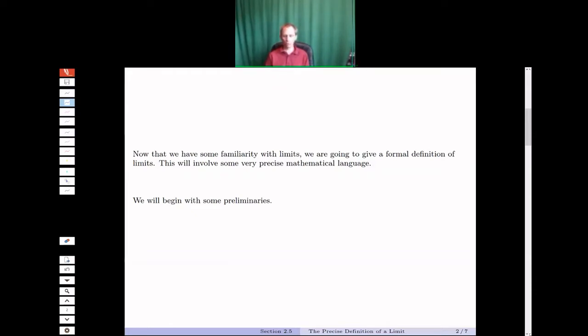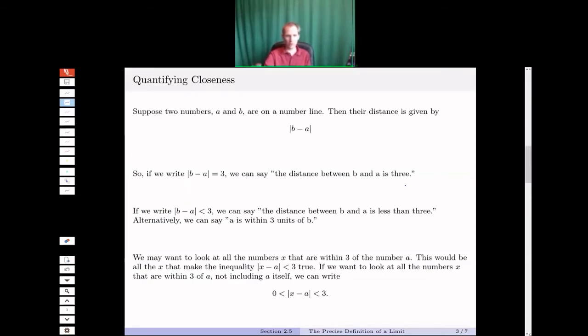Okay, so what we're going to do before we jump right into the definition is look at some preliminaries. And what I want to do is look at, what does it mean for things to be close? Okay, two numbers being close together is an easy concept, but it's kind of hard to write down mathematically. So here's what we're going to do. Let's start by looking at two numbers on a number line. So let's suppose that here's my number line, and I have two numbers on here. A and B are two numbers. And I want to look at how far apart they are, right? Their distance.